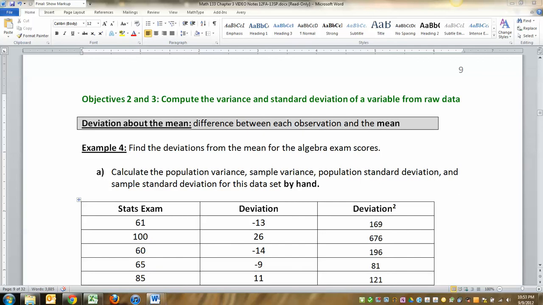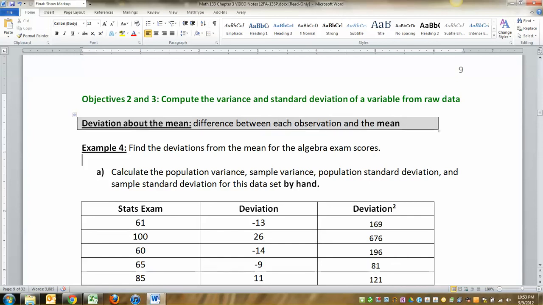All right, so we learned about the range last time, and we learned that the range was kind of a poor measure of dispersion in a data set. So now we're going to learn about two very important ones called the variance and the standard deviation. And they really go hand in hand, and hopefully you'll understand why at the end of this video. So start with deviation.